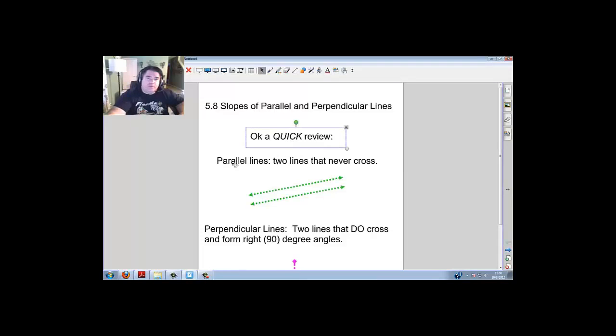So here's a quick review. Parallel lines are two lines that never cross. If you notice, these lines here are going in the same direction, but they're evenly spaced from way over here to way over here, so they're never going to cross. They'll always keep that gap, no matter how far they stretch.